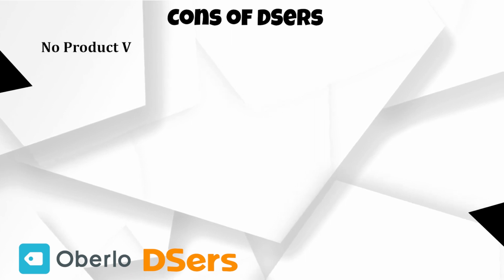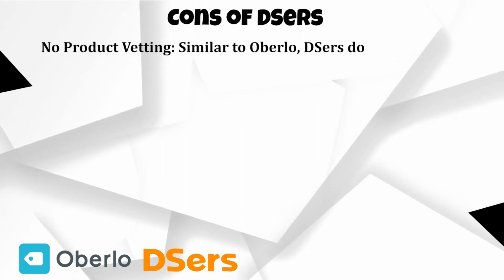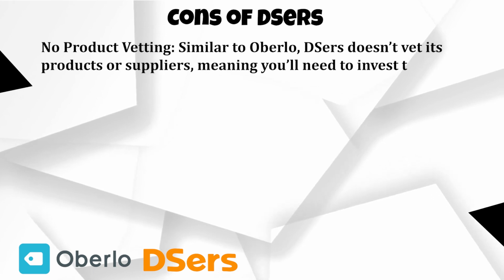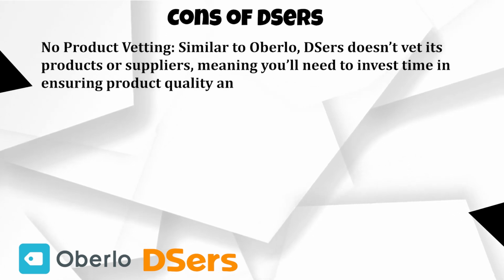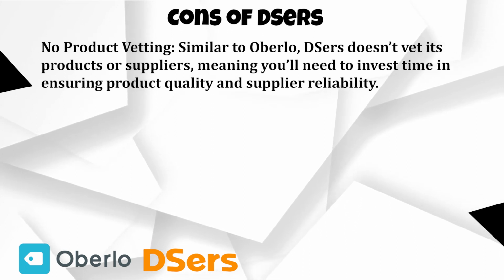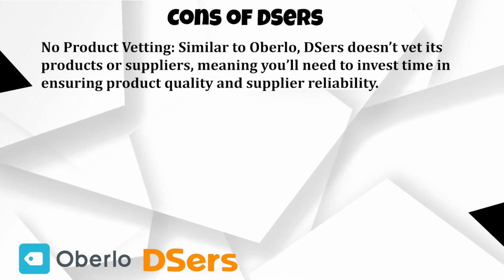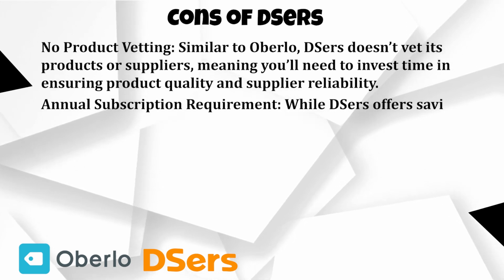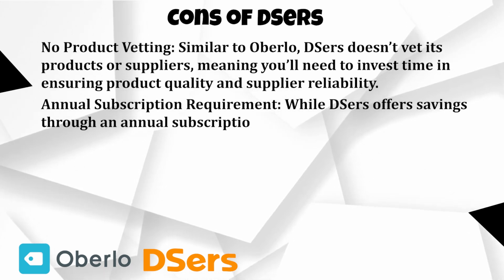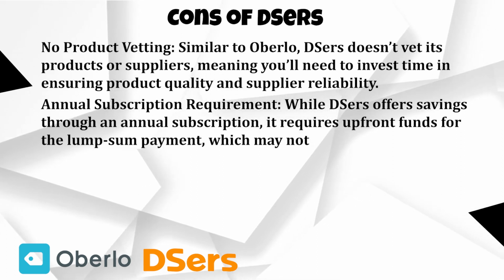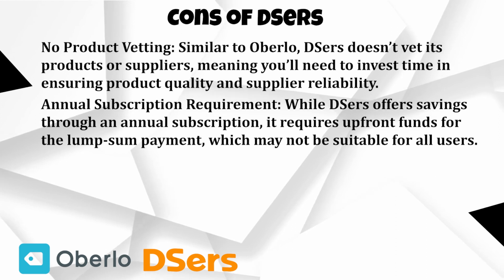Well, the third one is no product vetting. Similar to Oberlo, DSers doesn't vet its products or suppliers, meaning you'll need to invest time in ensuring product quality and supplier reliability. The fourth one is annual subscription requirement. While DSers offers savings through annual subscription, it requires upfront funds for the lump sum payments, which might not be suitable for all users.